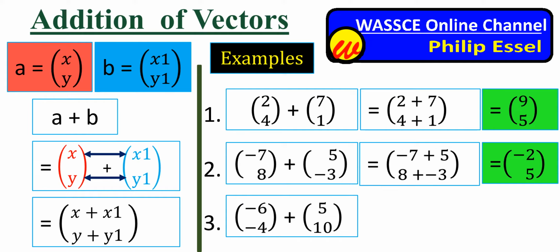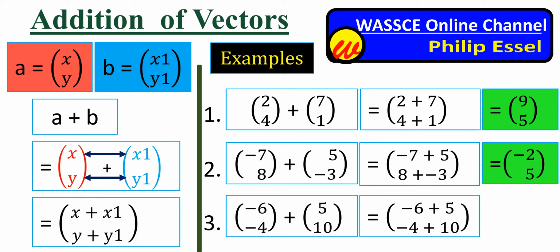Example 3. We have vector negative 6, negative 4 plus vector 5, 10. So in this case, we would add all the x components together, then we would add all the y components together. So we have negative 6 plus 5, which would give us negative 1, and negative 4 plus 10, which would give us 6. Let's look at subtraction of vectors.